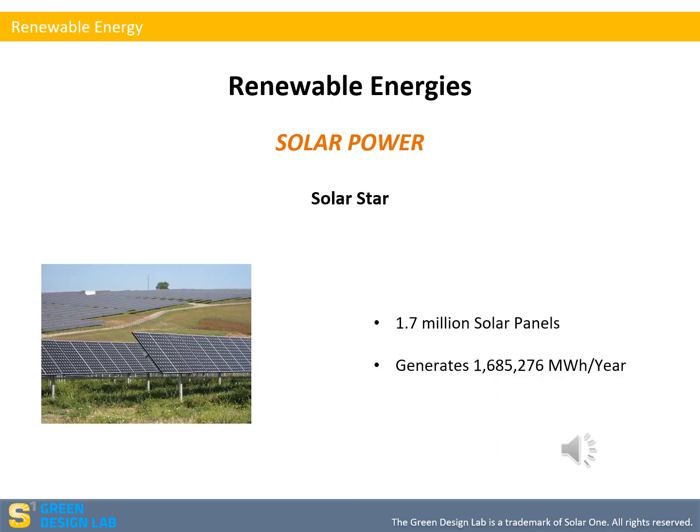The United States' largest solar farm is Solar Star, located in California. It was first built in 2015. It includes 1.7 million solar panels spread over 3,200 acres of land. It generates 1,685,276 megawatt hours of electricity per year.